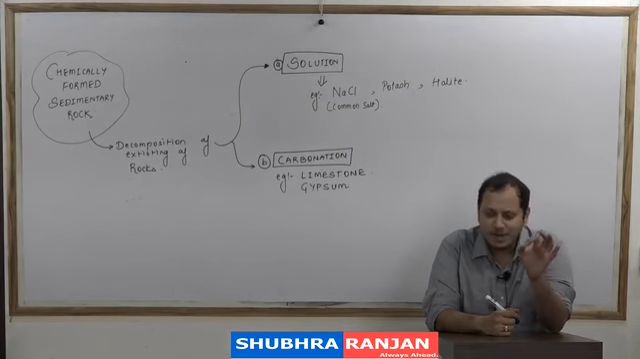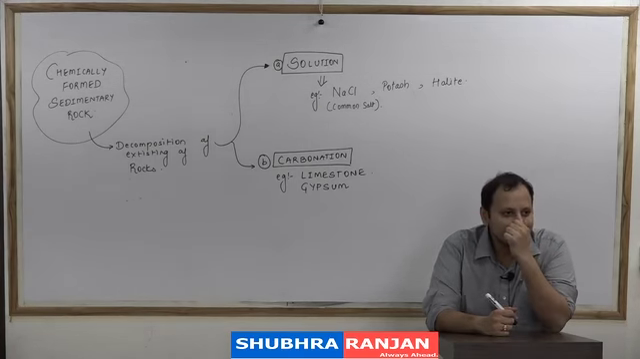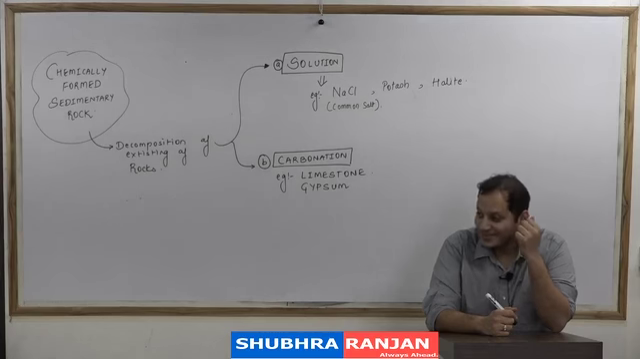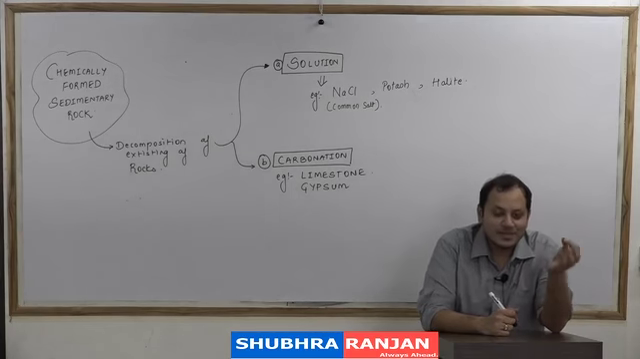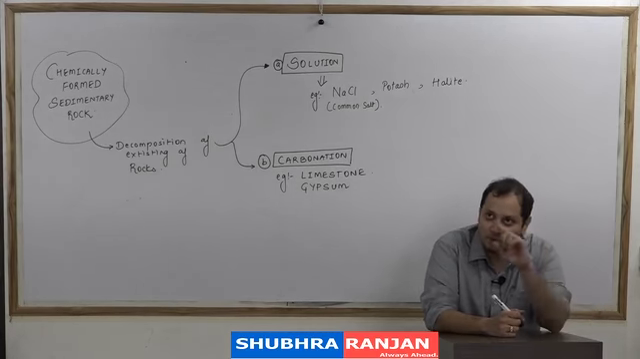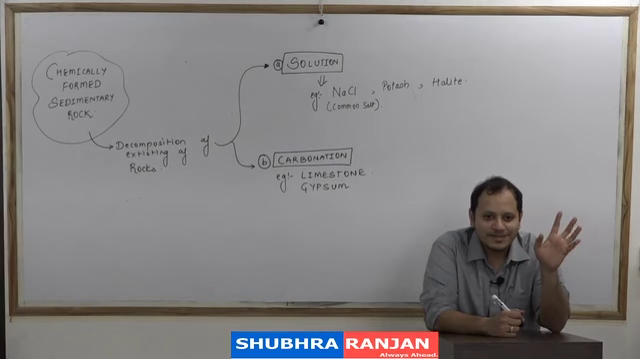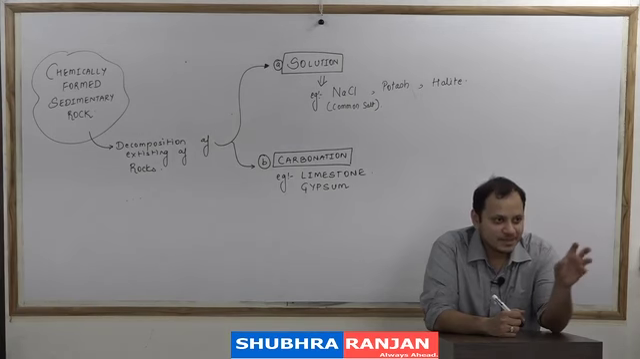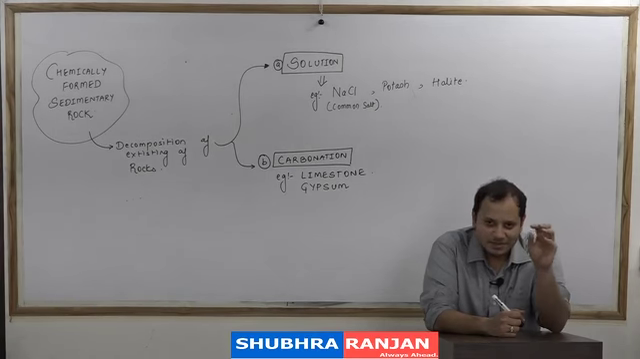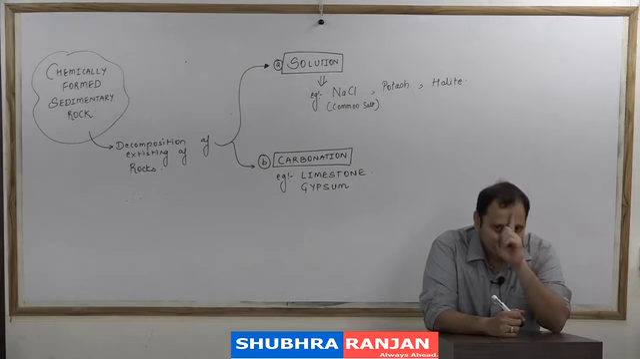Where is limestone used? In the cement industry, in building material. Where is gypsum used? What is gypsum in simple words? There is gypsum in this room. That is plaster of Paris. It is nothing but plaster of Paris. It is used in the construction industry.